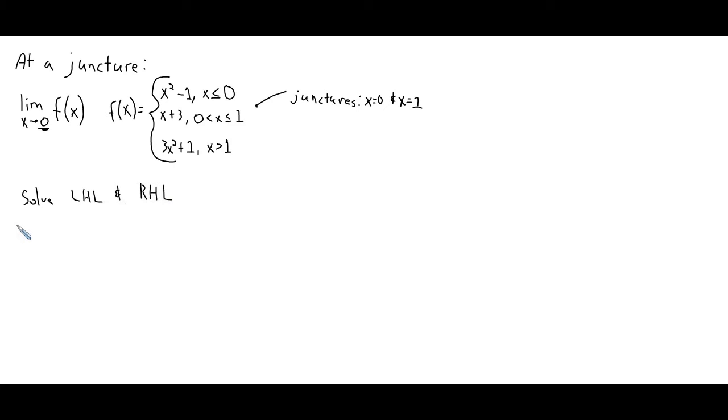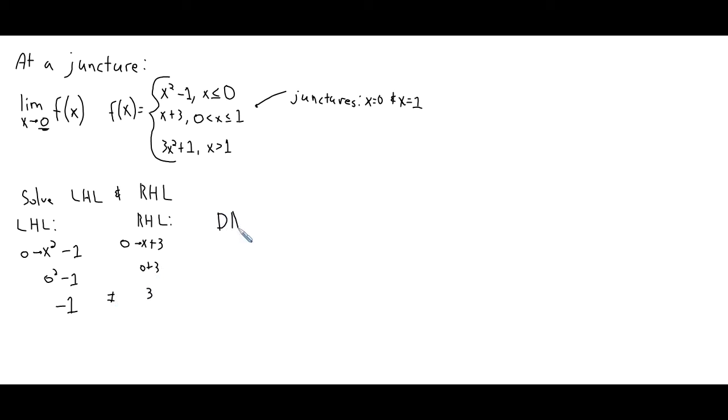The left-hand limit is the limit when the x's are less than a, in this case 0, and the right-hand limit is the limit when the x's are greater than a, and again, in this case 0. So we need to solve these two limits. So our left-hand limit is x squared minus 1, right? Because that's when x is less than 0. So we just plug that 0 right in there, and we get negative 1. Our right-hand limit is x plus 3, and so we just plug 0 in, and we get 3. And negative 1 does not equal 3.